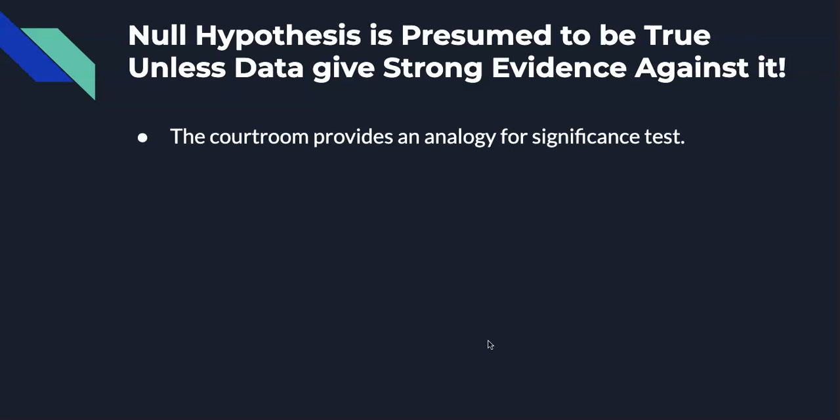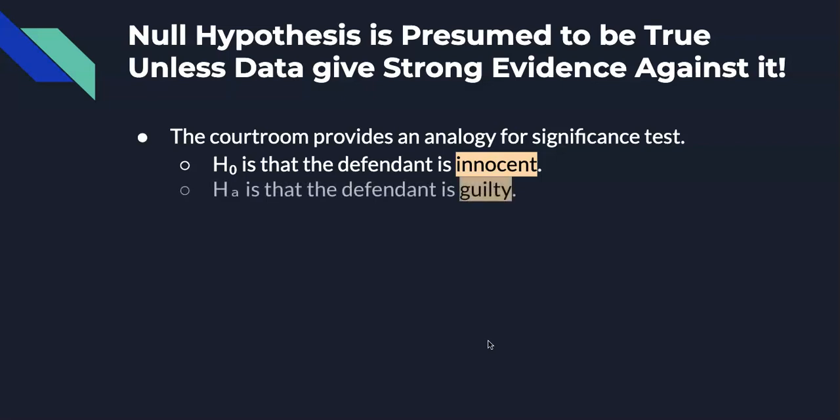A courtroom provides an analogy for the significance test. The H naught, the null hypothesis, in a courtroom is that the defendant is innocent, right? We assume that this person is innocent until he is proven guilty. So HA, the alternative, is that the defendant is guilty, or in other words, not innocent.